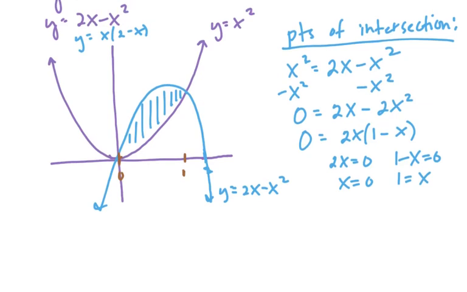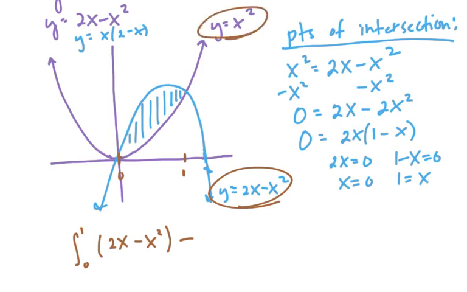So now we're going to write our integral. I'm going to write it as 1. So we're going to integrate from 0 to 1. Now the top equation is the blue equation, and I labeled it down here to the right. So we're going to say parentheses 2x minus x squared. And then we're going to take away the bottom equation, so we're going to subtract the x squared, and then all of this is with respect to x.